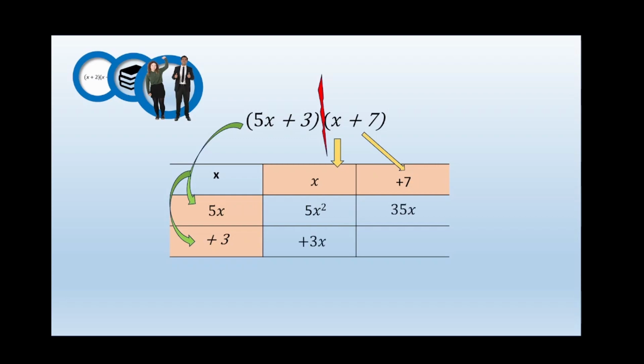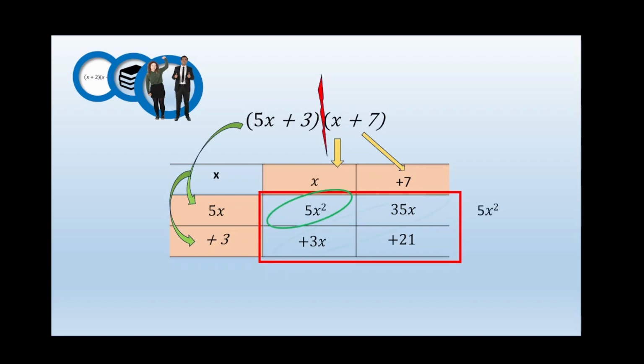and those are the answers. I don't need to go over them, you can see what I'm doing. Gather terms, taking my answers from the answer box. 5x squared, there we go. 35 and 3x, 38x, and 21, and that's it.